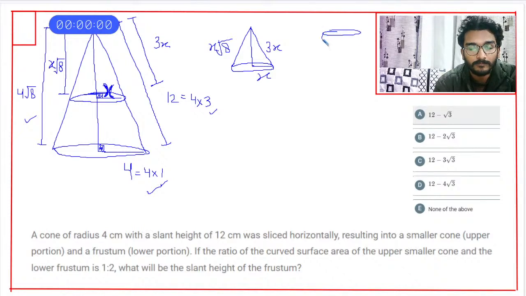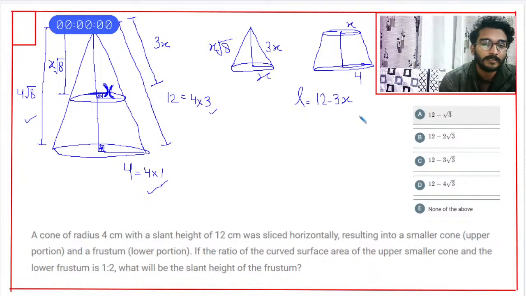Then we have a frustum with the height, we have to subtract the height. The radius is x. This radius is 4. And the slant height is there. So how much is the slant height for this frustum? So slant height would be what? Total minus 3x, right? This is the slant height for this frustum.